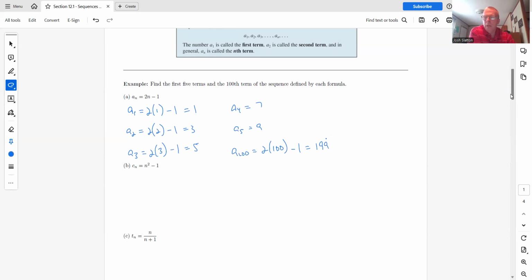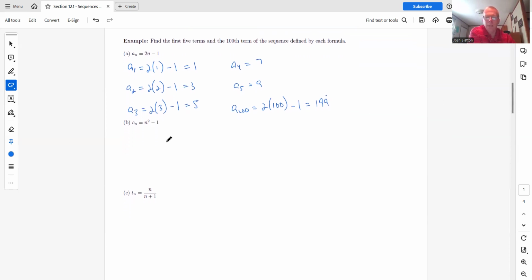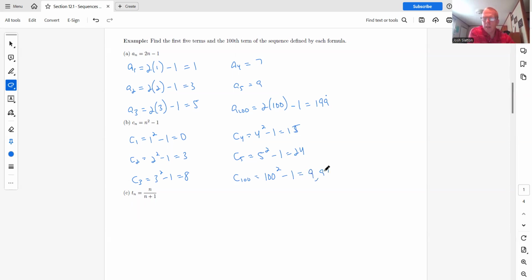The next one, we have n squared minus 1. So we're going to do the same thing. C sub 1, I should say, would be 1 squared minus 1. This one, of course, is not going to be linear. C2 would be 2 squared minus 1, which would be 3. C sub 3 would be 3 squared minus 1, which would be 8. C sub 4, 4 squared minus 1, which would be 15. C sub 5 would be 5 squared minus 1, which would be 24. And then C sub 100 would be 100 squared minus 1, which would be 9,999.